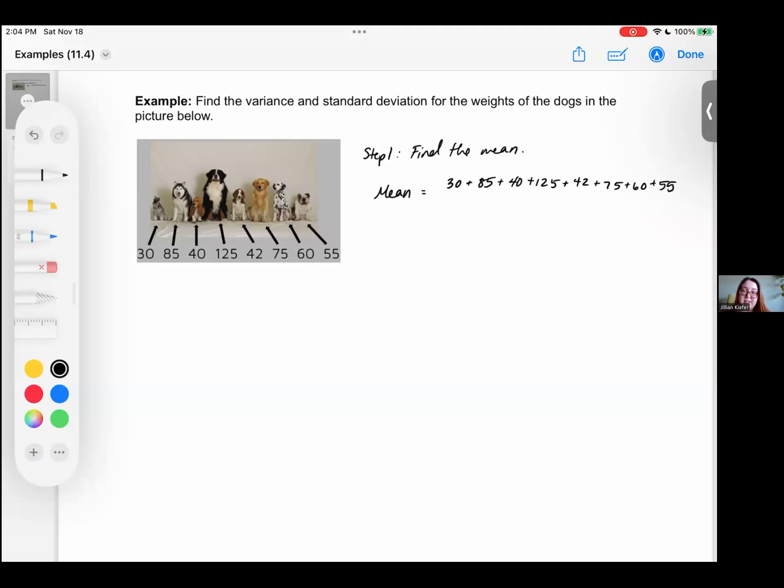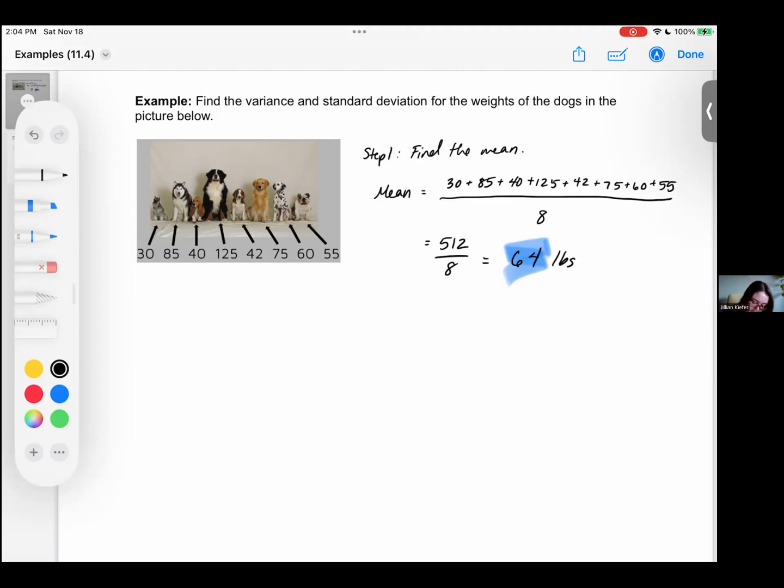There are 8 dogs in this picture, so this will all be divided by 8. When we add these numbers all together, we end up getting 512 over 8, which actually simplifies to 64 pounds exactly. So what we have here is that the mean is 64 pounds. So the average weight of these dogs should be 64 pounds.